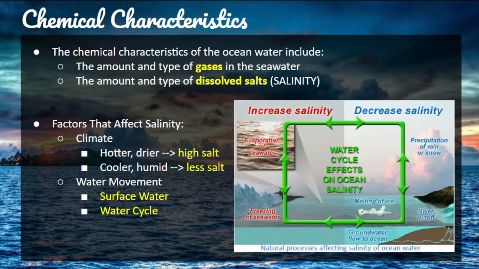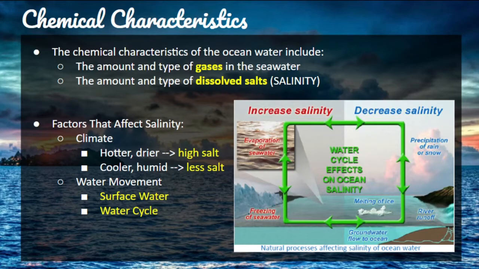And remember that water, one of the properties that we learned back in biology, is that water is a universal solvent, and that salt, again, is dissolved into it. Now, factors that affect this salinity are climate and water movement. Now, in hotter and drier climates in water, you're going to see a higher salt or salinity, because you have a higher rate of evaporation, and that is going to increase the salinity because the water evaporates and the salt's left behind in the ocean. In cooler or humid areas in water, you're going to have less salt because there's less evaporation.